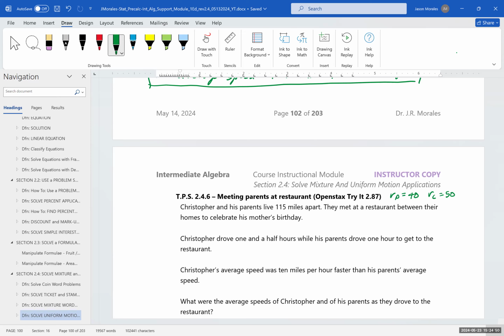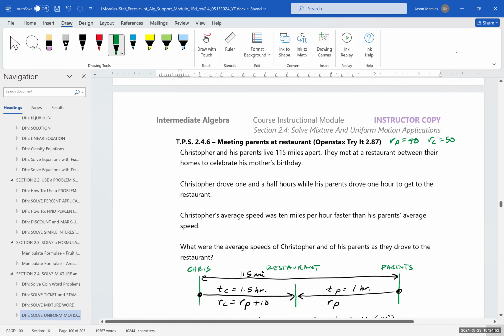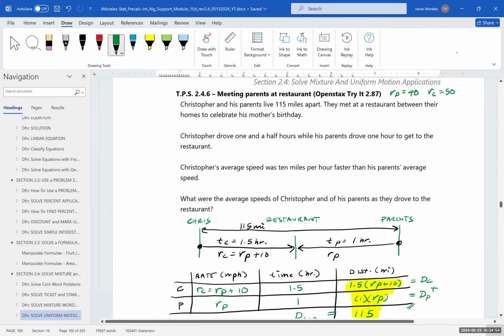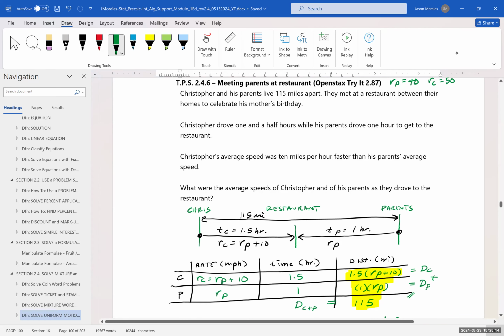Okay, here we go. So Christopher and his parents live 115 miles apart. They met at a restaurant between their homes to celebrate his mother's birthday. Christopher drove 1.5 hours while his parents drove 1 hour to get to the restaurant. Christopher's average speed was 10 miles per hour faster than his parents' average speed. What were the average speeds of Christopher and of his parents as they drove to the restaurant?